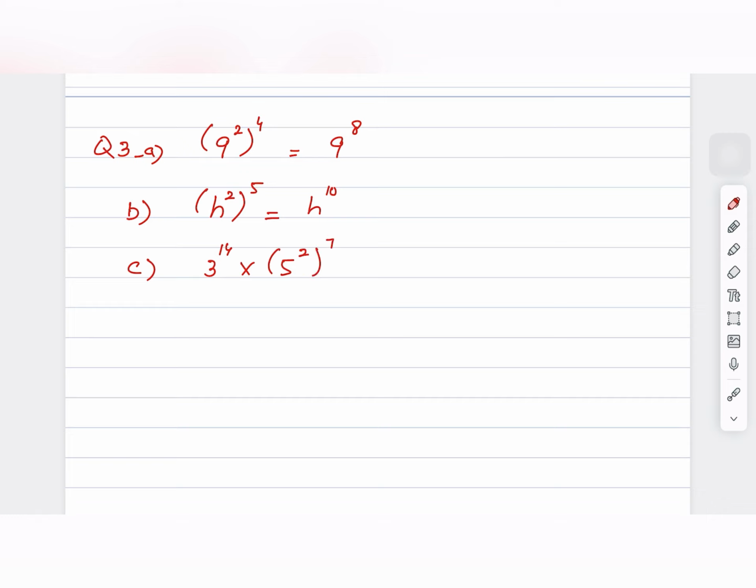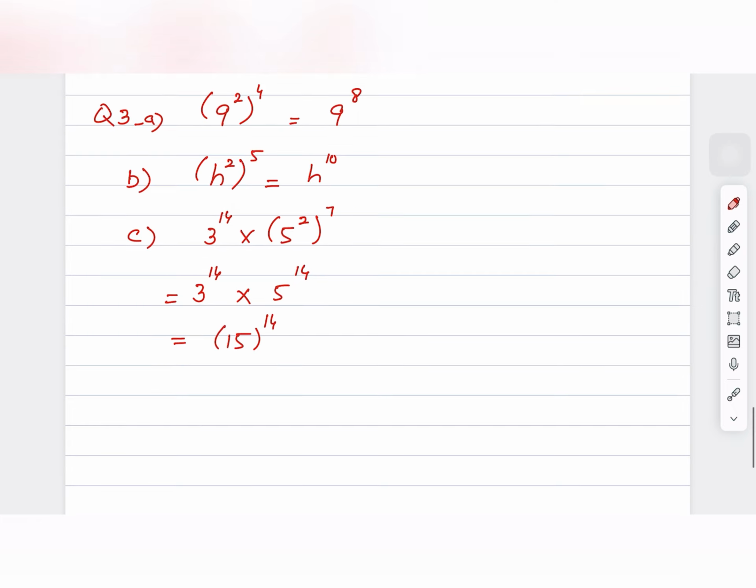2 multiplied by, its power is basically multiplied by 7. So you will multiply the powers. So 2 times 7 is 14. We are basically going to apply this rule. When you have the same powers, you just multiply the bases. So in the same way, you will multiply the bases, and that is 15 power 14.